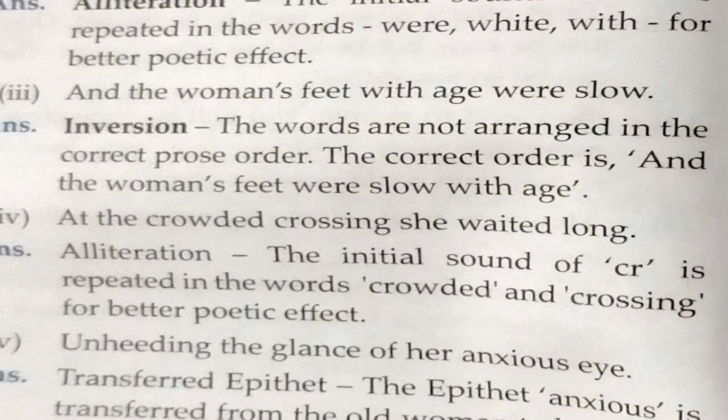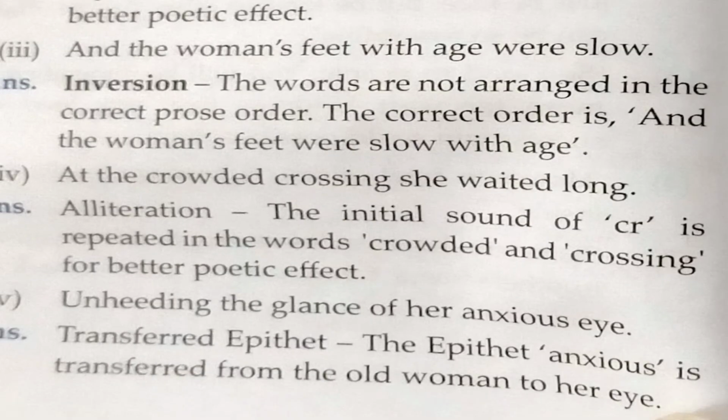At the crowded crossing, she waited long. It is an alliteration. The initial sound of CR is repeated in the words 'crowded' and 'crossing' for better poetic effect. Then, unheeding the glance of her anxious eye, it is a transferred epithet. The epithet 'anxious' is transferred from the old woman to her eyes.